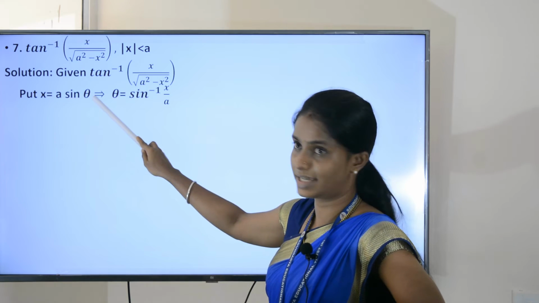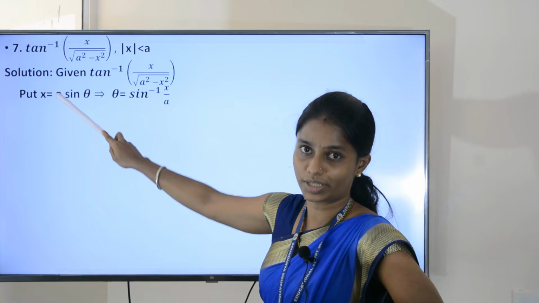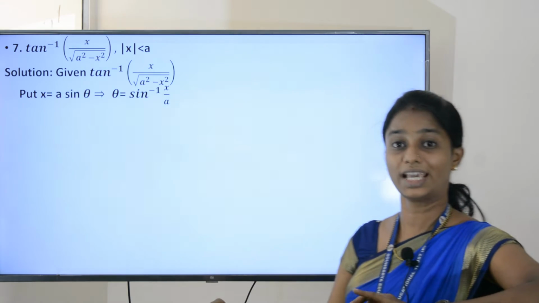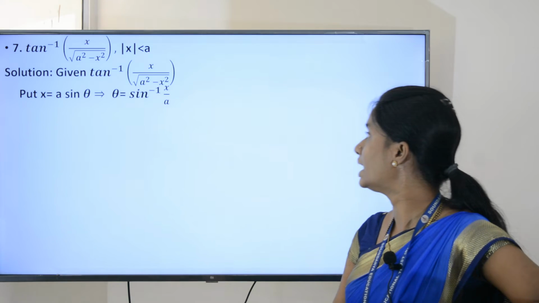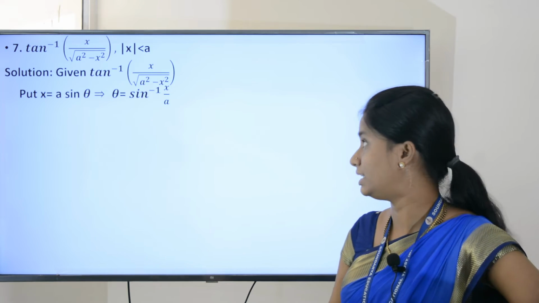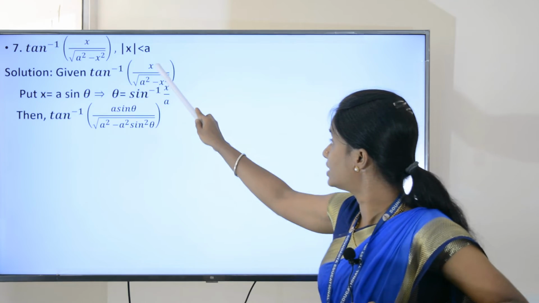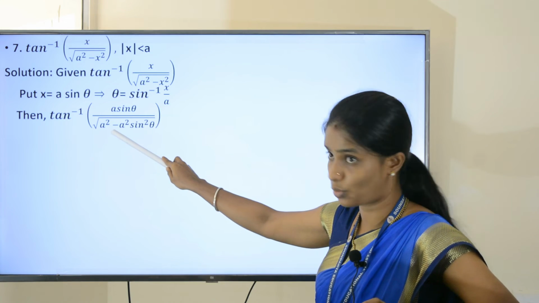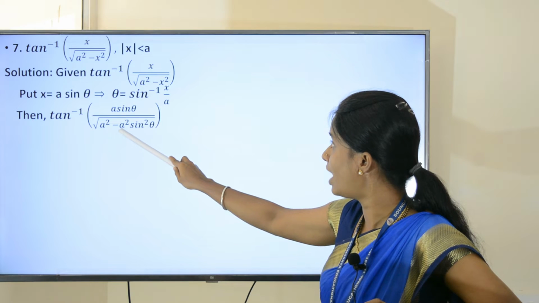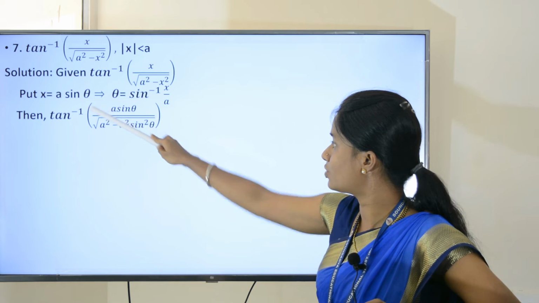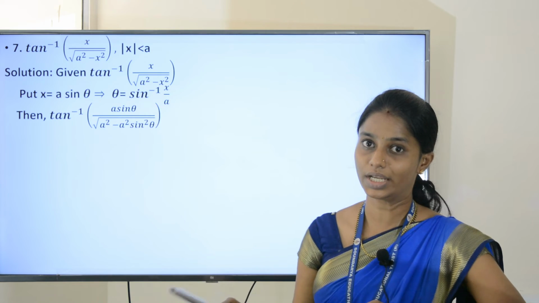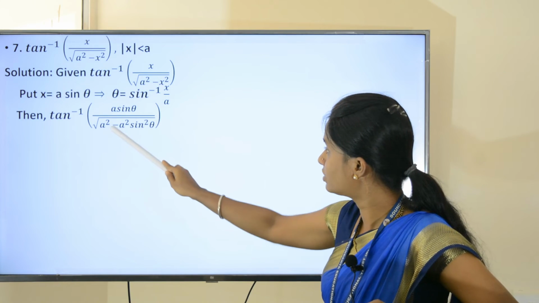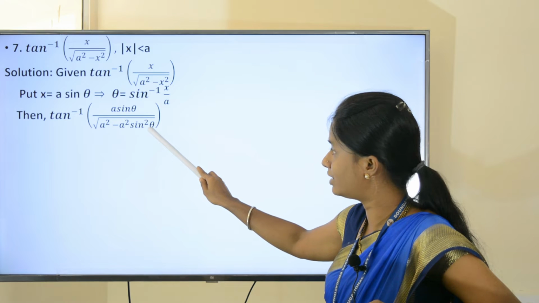x is equal to a sin theta, so sin theta is equal to x by a, and theta is equal to sin inverse of x by a. Now we'll replace x with a sin theta: a sin theta divided by square root of a square minus x square, where x square can be replaced with a square sin square theta. Please observe this denominator term, a square minus a square sin square theta.